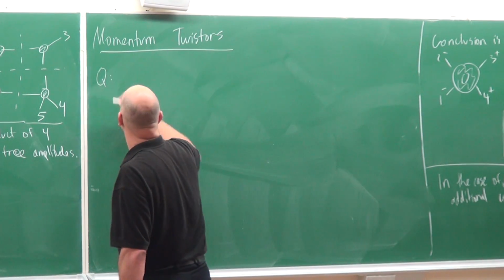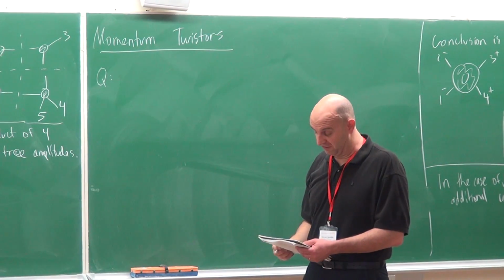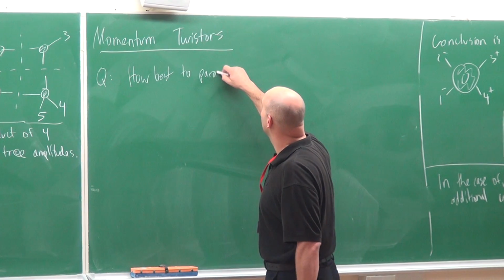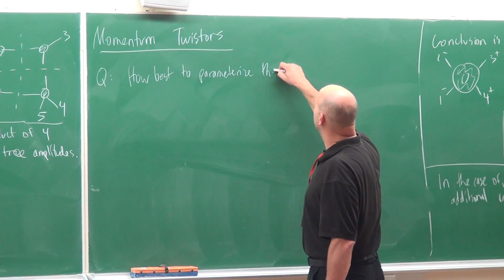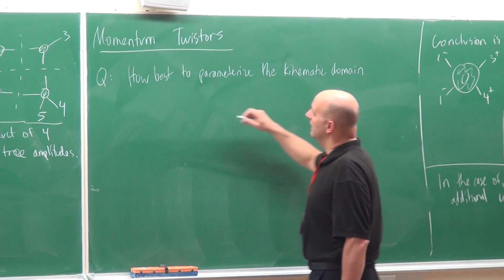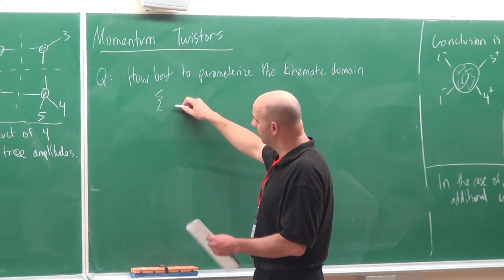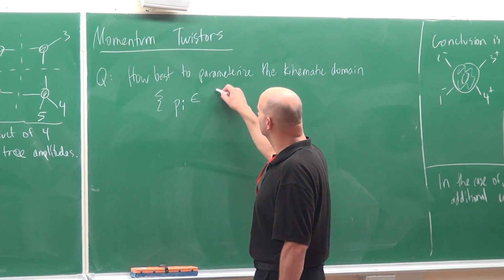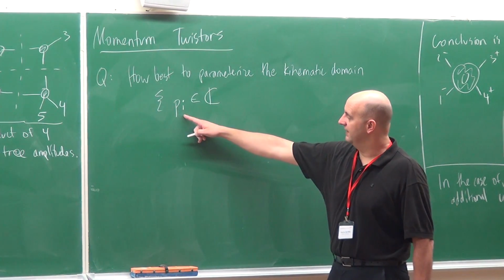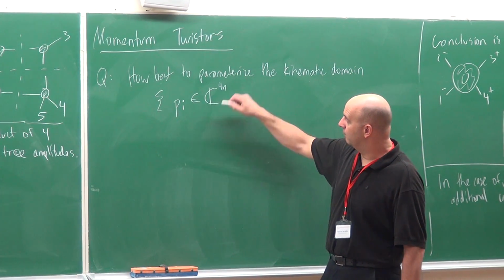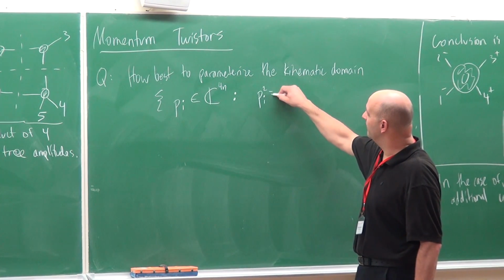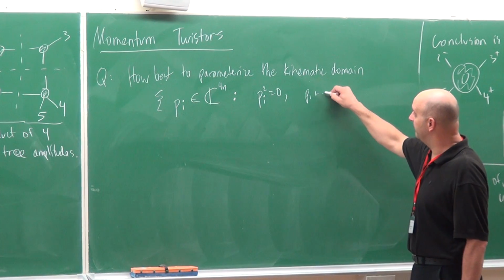So I think the best question to motivate momentum twistors is to ask how best to parameterize the kinematic domain. In other words, if we're talking about an n-particle scattering, and without loss of generality, we view our momenta to be complex, well, each momentum is a 4-component vector, so we have 4n complex numbers subject to 2 constraints. Each one should be null, and they should sum to 0.